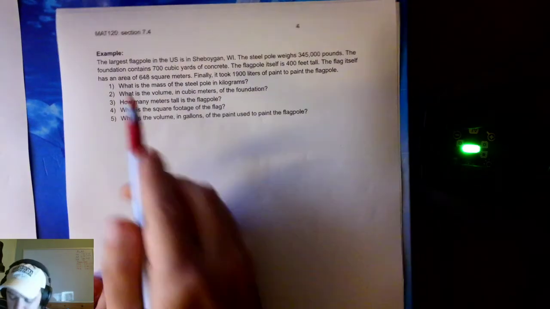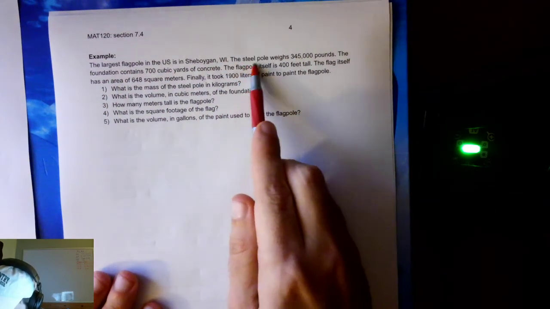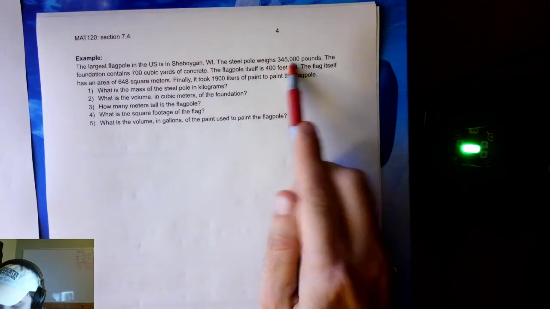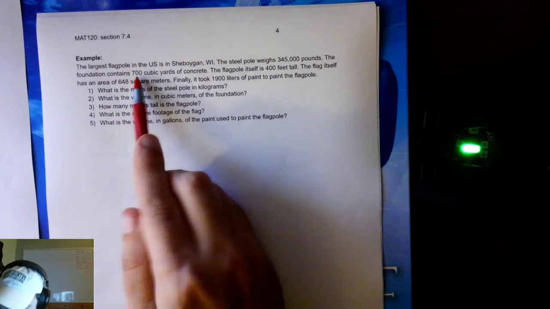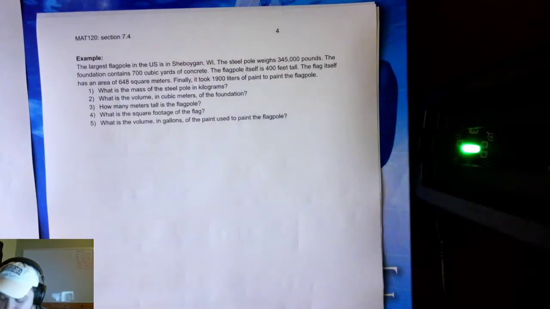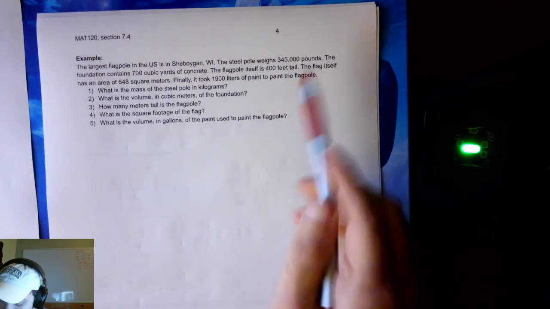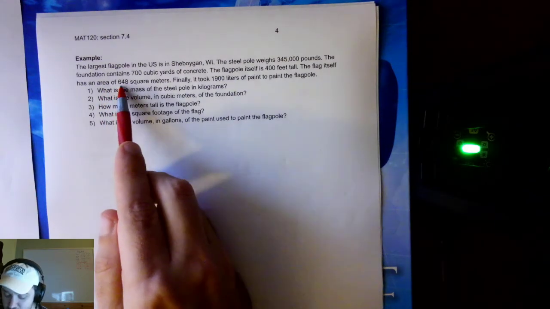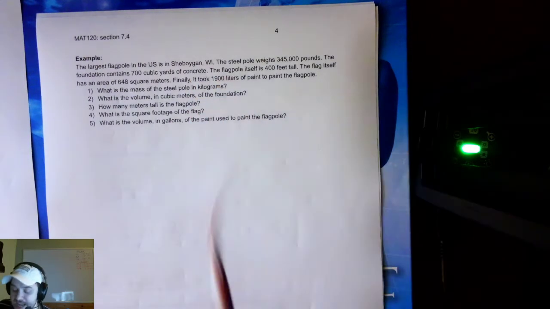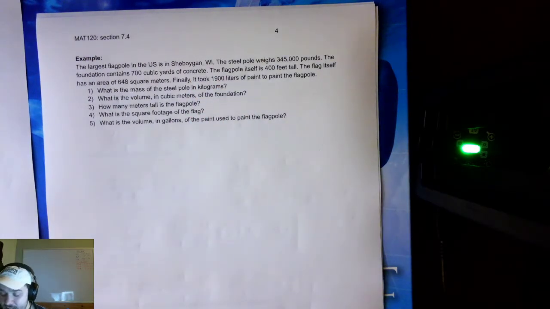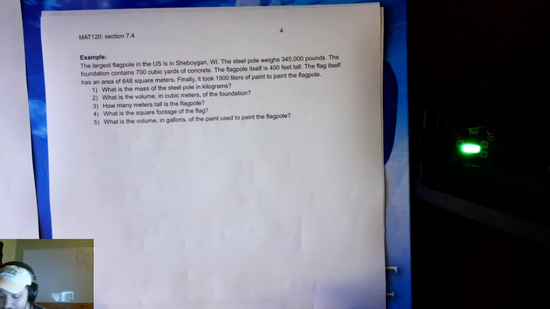We have an example. The largest flagpole in the U.S. is in Sheboygan, Wisconsin. The steel pole weighs 345,000 pounds. It's a heavy flag, right? The foundation contains 700 cubic yards of concrete. The flagpole itself is 400 feet tall. The flag has an area of 648 square meters. And finally, it took 1,900 liters of paint to paint the flagpole. And then we have a bunch of questions about this flagpole.